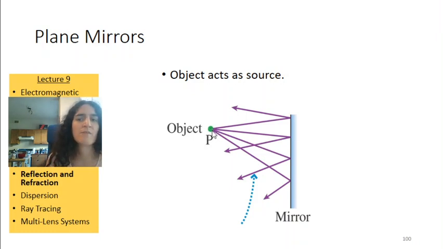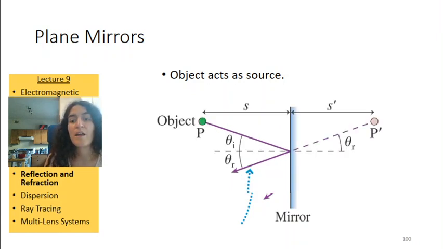So here I just have an object at a point, and the light is coming off in all directions. Whatever happens, the light travels in a straight line until it encounters this reflective mirror, and then the light obeys the law of reflection, which says that the angle of incidence is equal to the angle of reflection. Okay, so how can we use this to understand what's happening in a mirror?